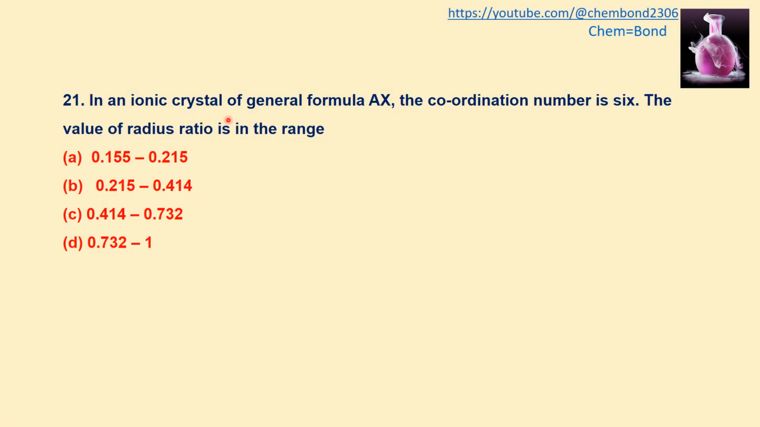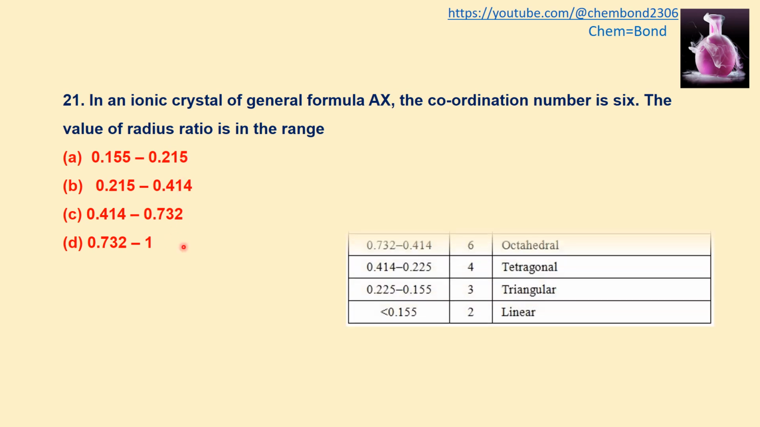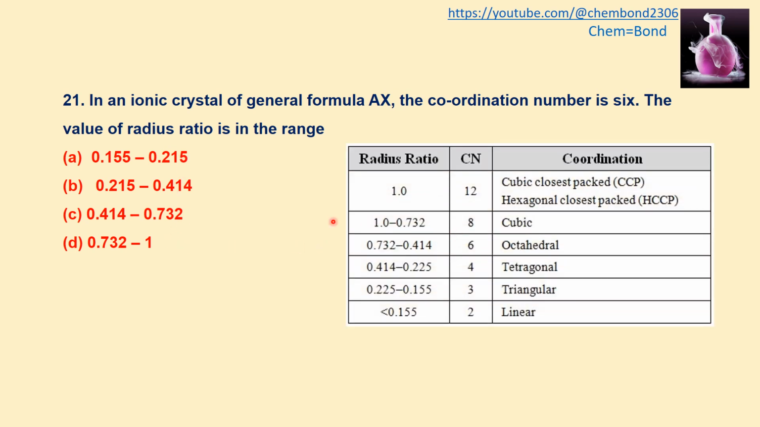In an ionic crystal of the general formula AX, the coordination number is 6. The value for the radius ratio is in the range. So there is a range of ratio given, and we will use the information table. Here the coordination number 6 is given. So 6 will have the octahedral structure, and the radius ratio will be 0.414 to 0.732. So among these options, option C is the correct answer.